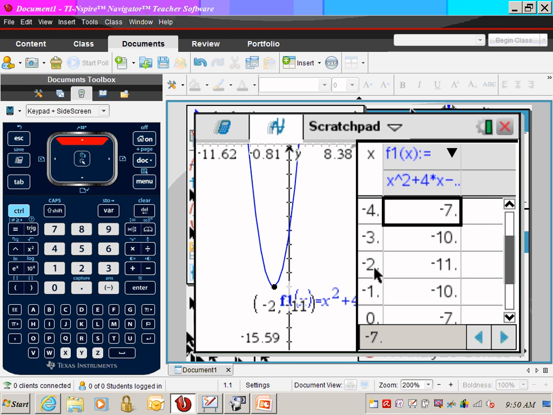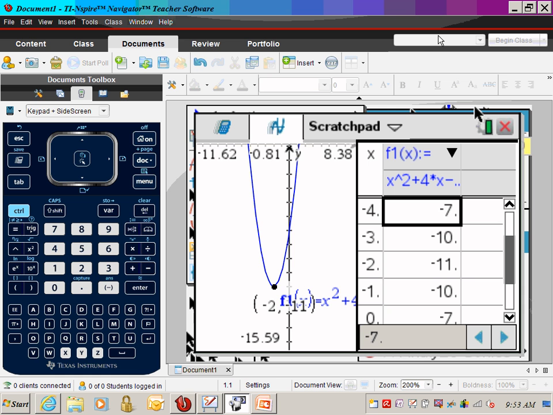Okay, go get the table. Put your vertex in the middle, and then write your points down. You're going to draw your graph. Make sure you're using arrows. All right, let's clear.